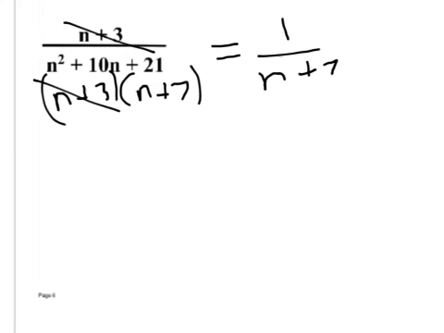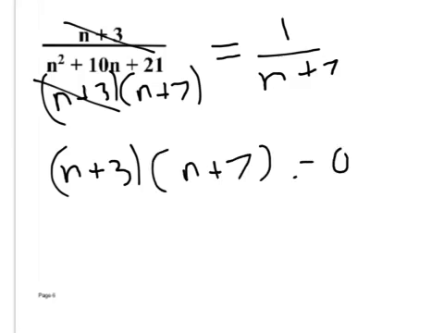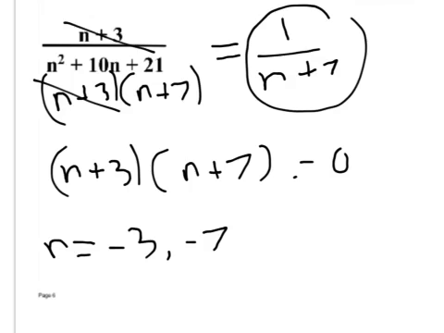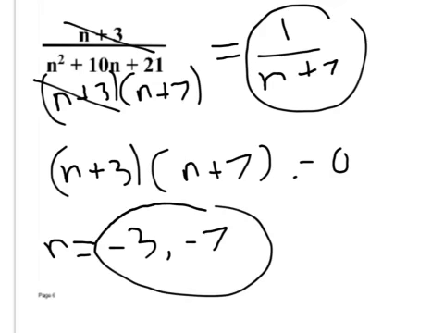Now I need to find the excluded values. So I need to take n plus 3 times n plus 7 and make that equal 0. When we do n plus 3 equals 0, what's n got to be? Those are my excluded values. So 1 over n plus 7 is my simplified answer. Negative 3 and negative 7 are my excluded values.